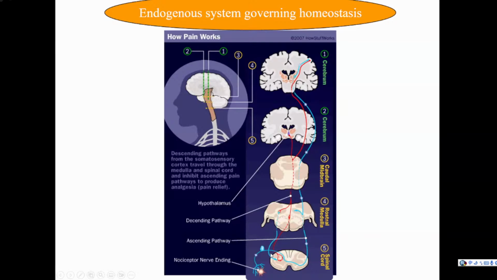Then they cross over to the other side, then go up into the midbrain. In the brain, they change to another neuron, and the third neuron will project into the cortex. Then the patient will feel pain.